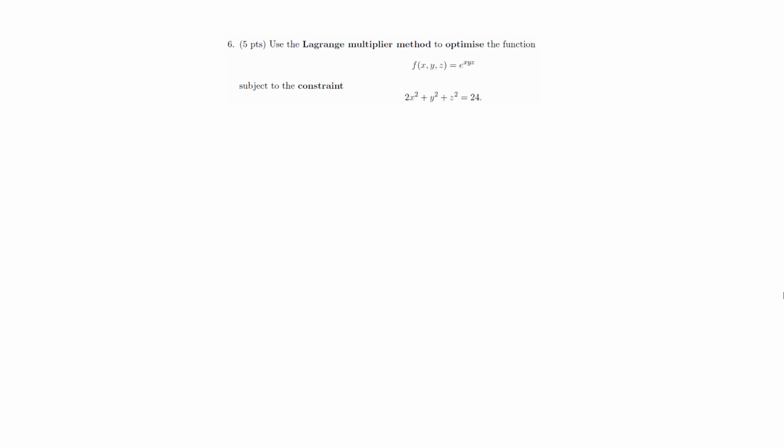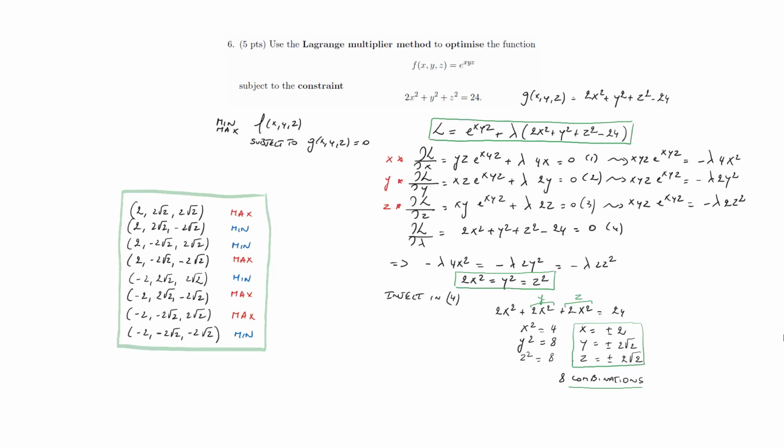You have to use the Lagrange multiplier method to optimize a function subject to a constraint. As usual, if you're preparing your exam, try to do this by yourself and push the pause button. So this is a Lagrange type problem with the function to minimize f. We can also write the constraint. So if you take the 24 on the other side, we have that this quantity has to be 0.